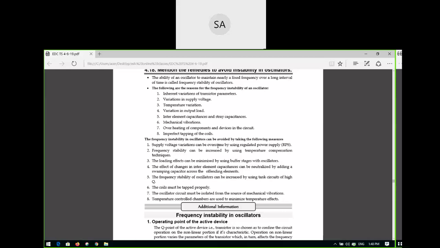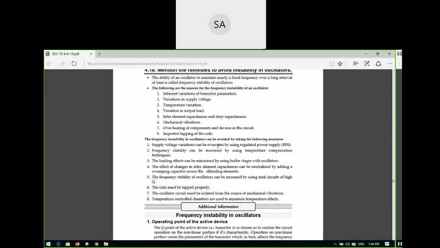If you have these types of variations, then how do we avoid them? What are the remedies you have to take to avoid these fluctuations? You have to take some care to avoid these fluctuations.